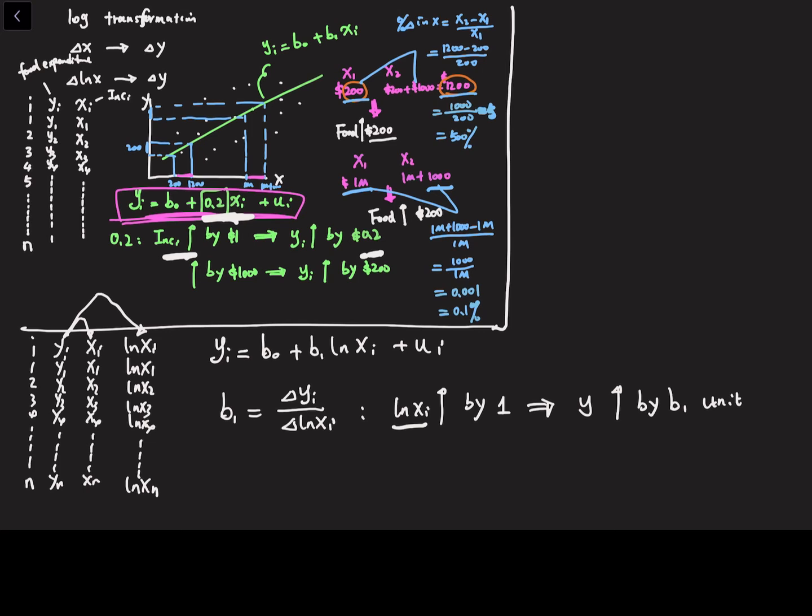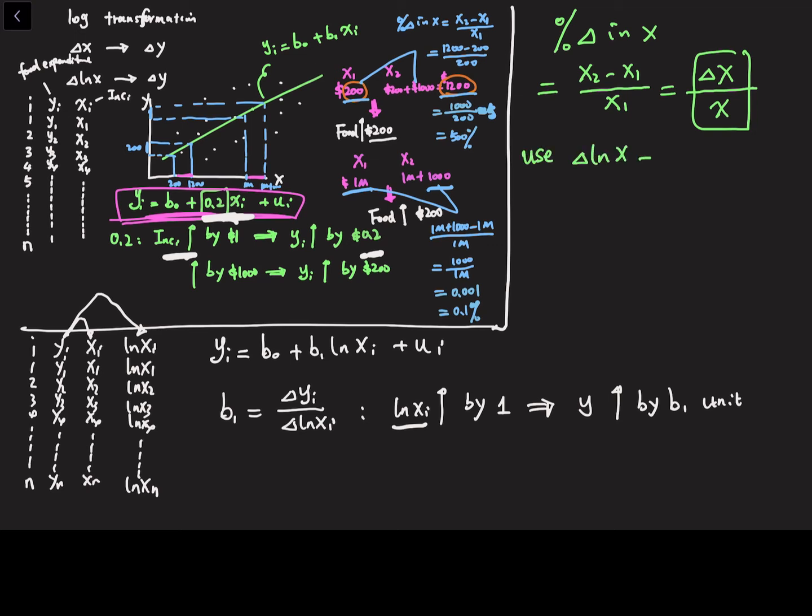So let me write it here. We want to know the percentage change in X, which equals X2 minus X1 divided by X1. After minus before divided by before. The numerator is actually the change in X, divided by X before. So this gives us the percentage change in X. And now look at ln X and try to find the relationship. How can we use the change in ln X to approximate the percentage change in X? Again, we are using the change in ln X to approximate the percentage change in X. That's kind of the key to understanding this linear-log model. We call this the linear-log regression model.